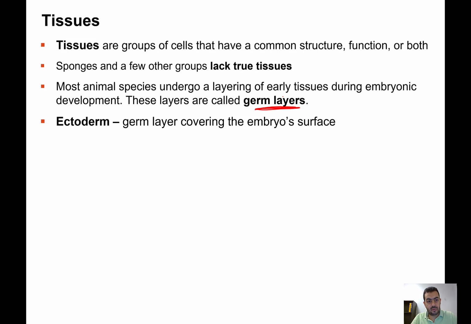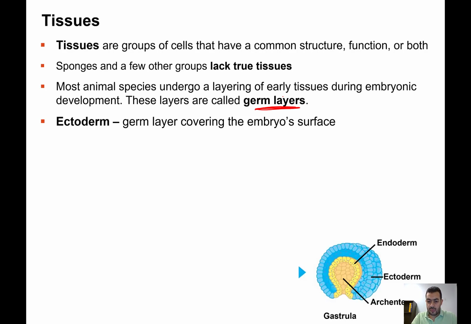Number 1, the ectoderm. The ectoderm is the outer layer that covers the embryo surface. Remember when we said we will have a process called gastrulation. Gastrulation is the invagination of the blastula. This invagination created a layer outside, which is called the ectoderm. So the ectoderm, this layer here, is the outer germ layer that covers the embryo surface.